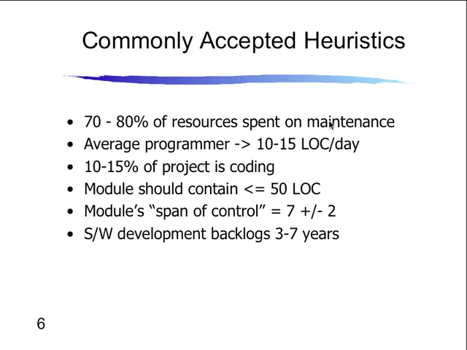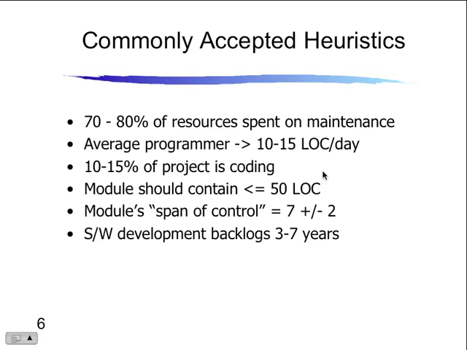Average programmer, this is outdated. 10 to 15 lines of code a day. Actually, even in the day, that's pretty low. I can write 10 lines of code probably in about 10 minutes. 10 to 15% of the project is coding. Don't know about that anymore either. It's kind of a smaller percentage, I believe, at this point.